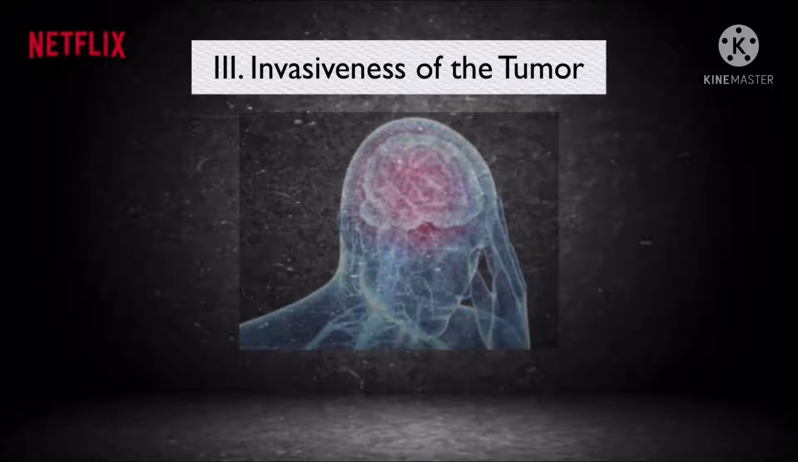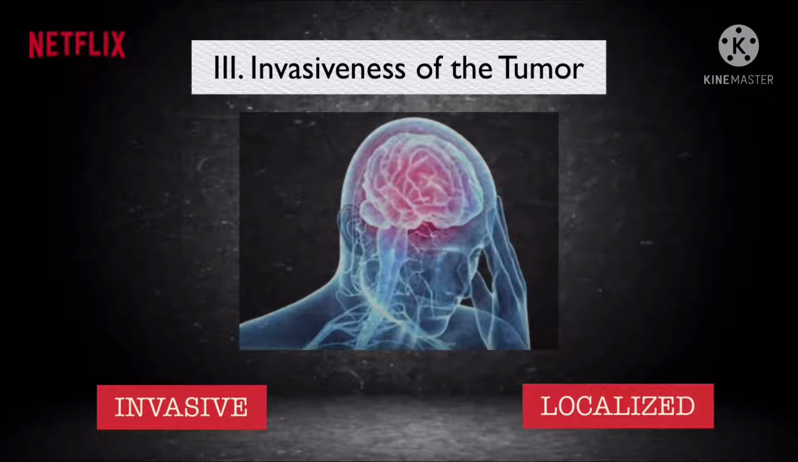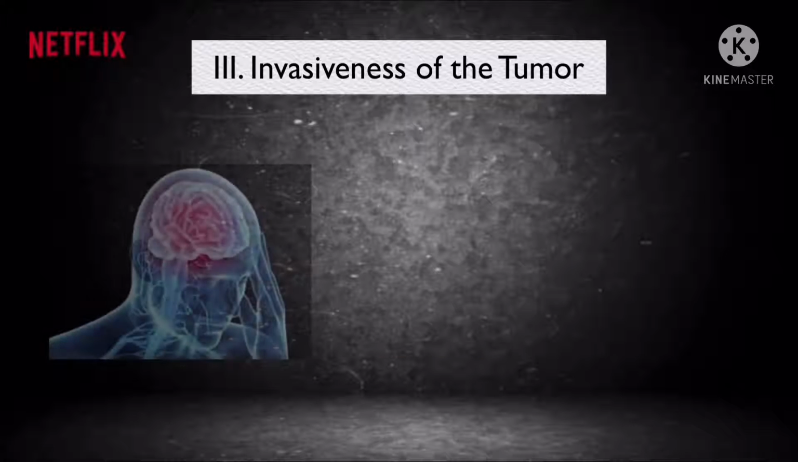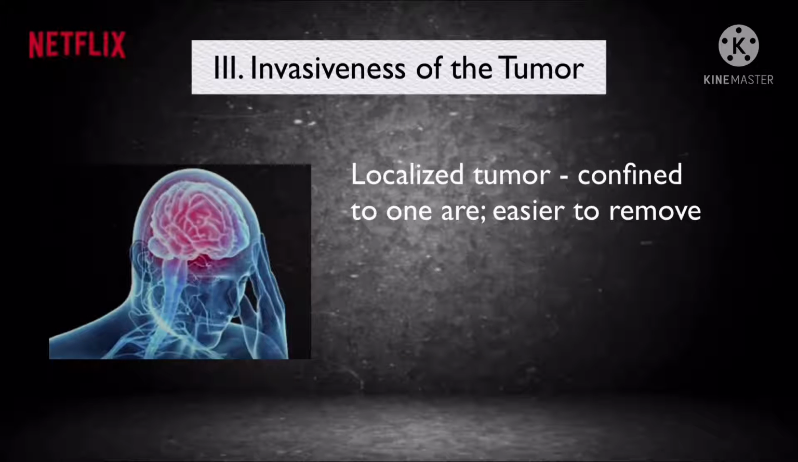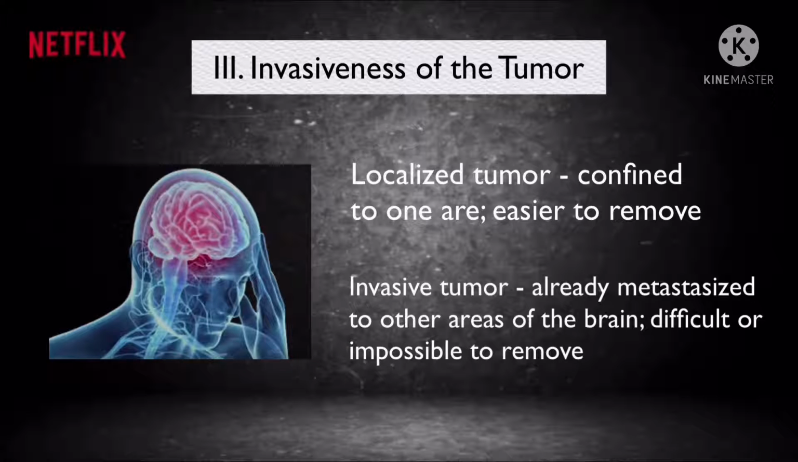The third factor is the invasiveness of the tumor. Consider how invasive or localized the tumor is, to determine the appropriate treatment needed. A localized tumor is confined to one area and is generally easier to remove, as long as it's in a part of the brain that's easy to get to. And then, an invasive tumor has spread to surrounding areas and is more difficult or impossible to remove completely.